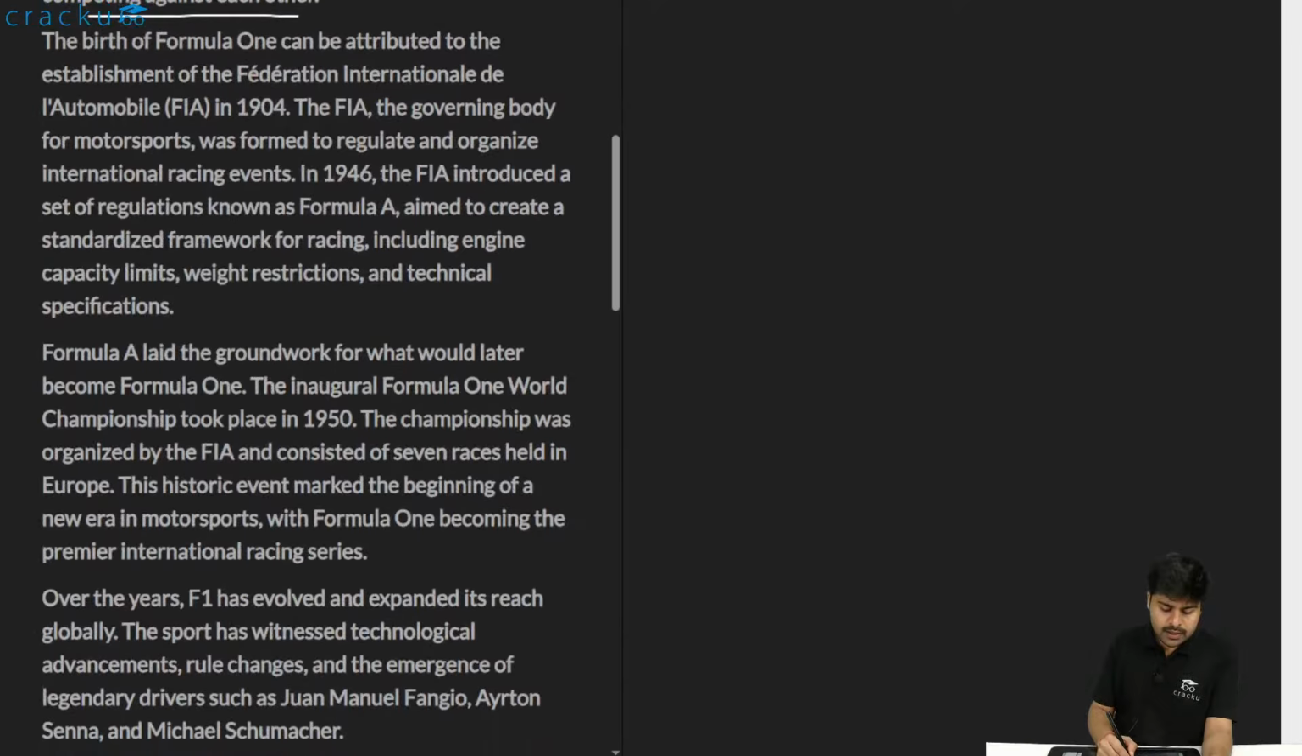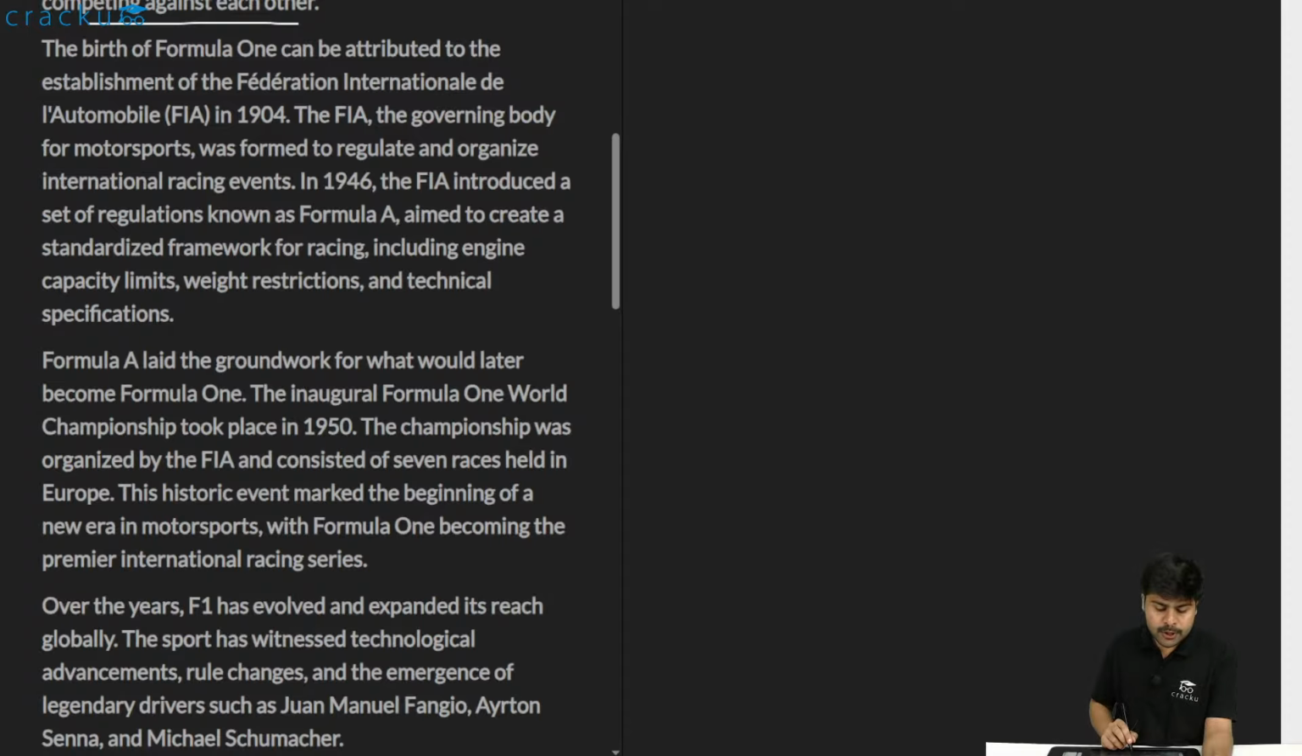Let's move further. The birth of Formula One can be attributed to the establishment of the Fédération Internationale de l'Automobile in 1904. The FIA, the governing body for motorsports, was formed to regulate and organize international racing events. In 1946, the FIA introduced a set of regulations known as Formula A, aimed to create a standardized framework for racing, including engine capacity limits, weight restrictions, and technical specifications.